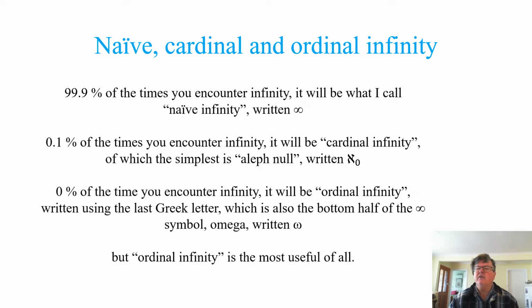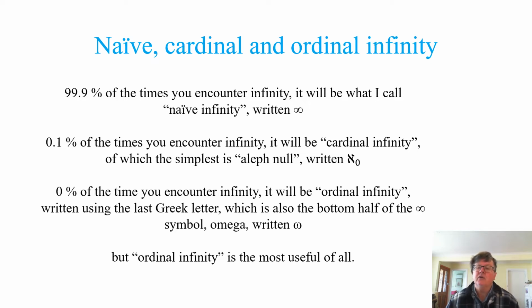99.9% of the times you encounter infinity, it will be written using the lemniscate symbol. The infinity symbol, or the lemniscate symbol, was originally chosen because infinity folds back on itself in terms of naive infinity. Once you get to the end, 1 over 0, you start at the other end, minus 1 over 0, minus infinity. So if you're using naive infinity, then you have to have a minus infinity, which is the same as infinity.